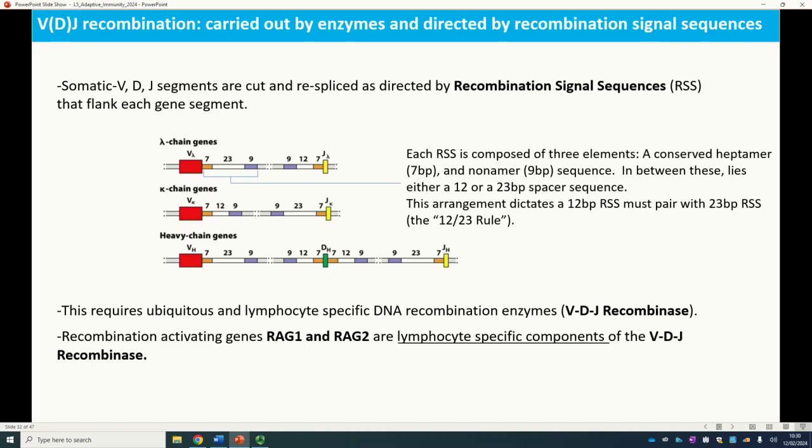But these are being cut and spliced together by essentially the VDJ recombinase. And the VDJ recombinase has a couple of important activating genes, and these are known as RAG1 and RAG2. These are the specific enzymes that will play a part in that VDJ recombination and actually splicing the DNA, so cutting the DNA and splicing it together.